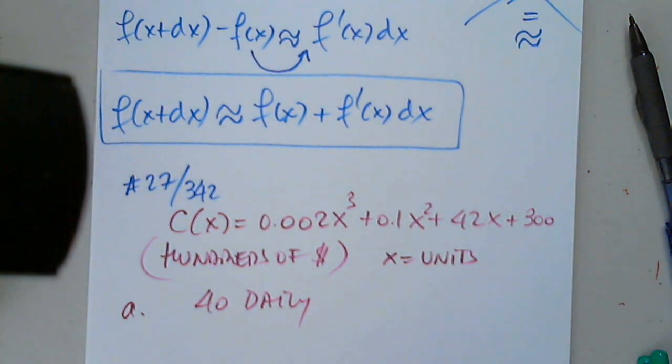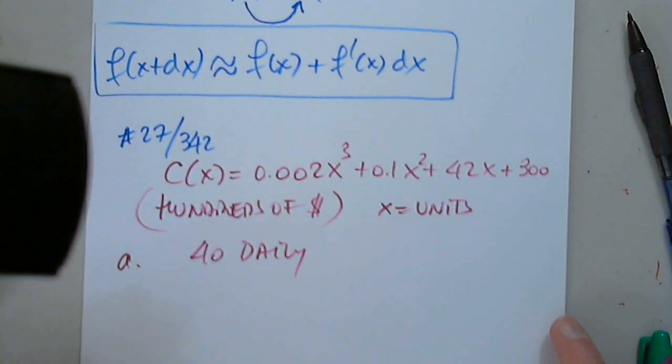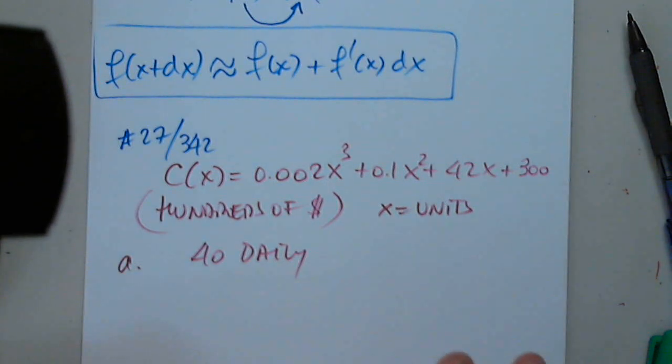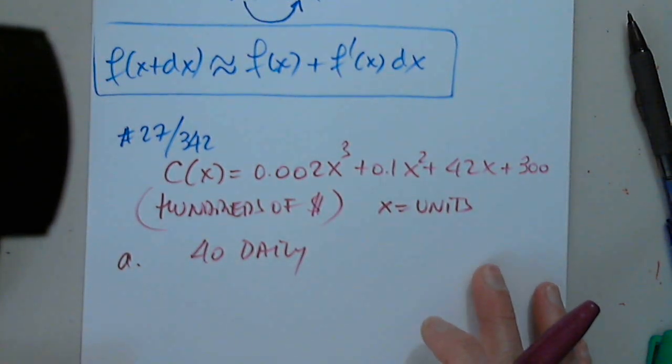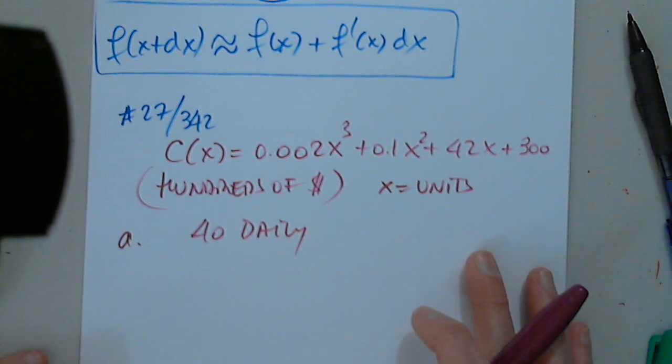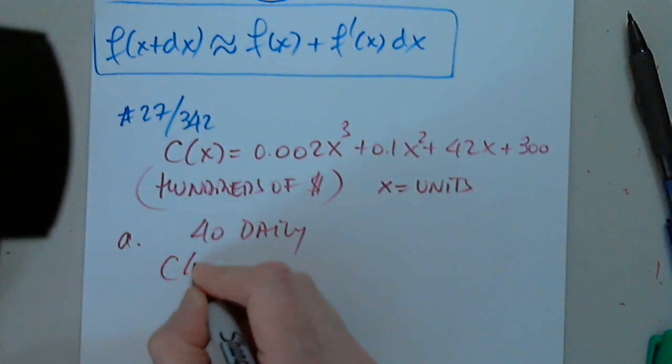Okay, so we're asked to determine the daily cost if we produce 40 units. Find the derivative? Careful, it says the cost. It doesn't say the rate of change of the cost. It doesn't say the marginal cost. It says the cost. Do you plug in 40 where x is? That's it.